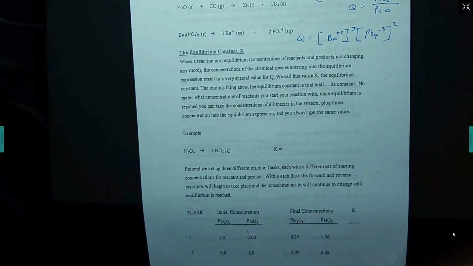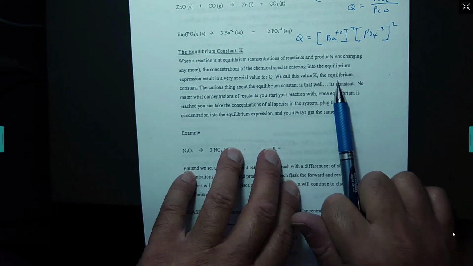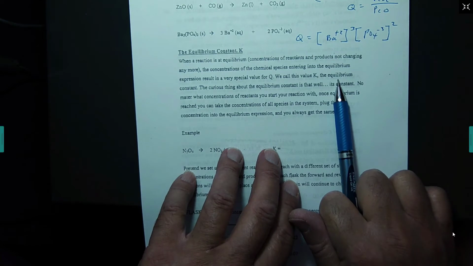Basically what that means to you as a chemist, if you're cooking something up, you threw everything into a pot, you started letting things react, they keep reacting, the concentrations are changing. When the concentrations aren't changing anymore, it means you have hit equilibrium.